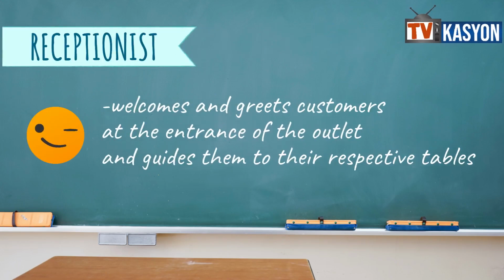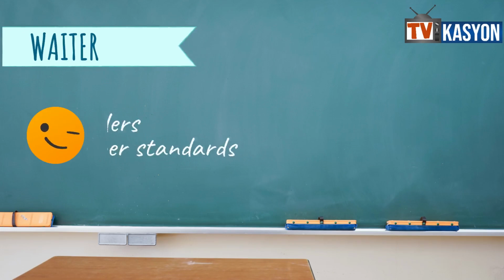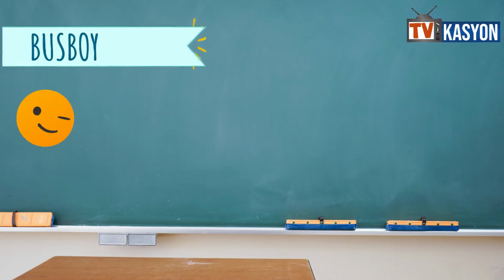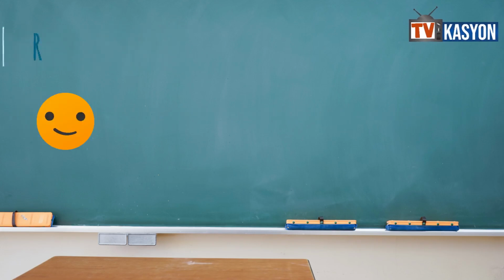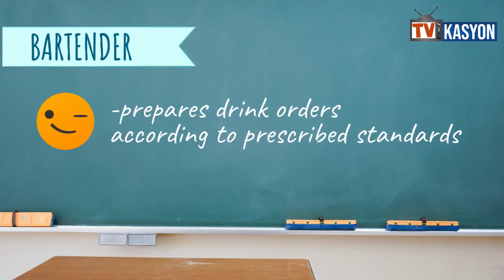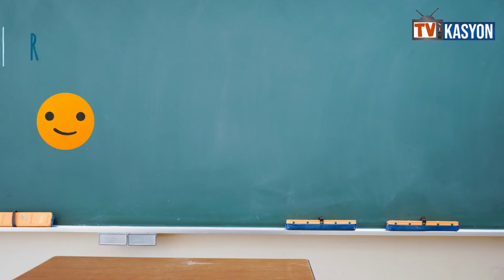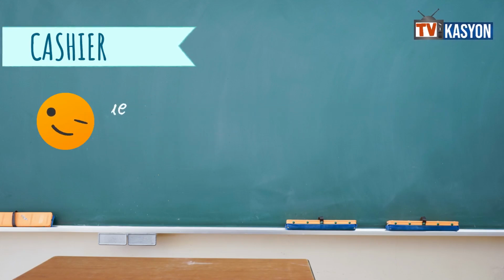Receptionist welcomes and greets customers at the entrance of the outlet and guides them to their respective tables. Waiter takes and serves food and beverage orders in accordance to proper standards and procedures. Busboy acts as a dining room helper and runner. Bartender prepares drink orders according to prescribed standards. And cashier safeguards the financial revenue of the outlet.